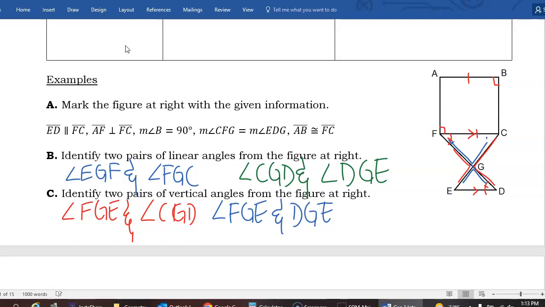Ooh, FGC. I was about to say, when you have vertical angles, they definitely have the same vertex, but none of the sides are the same, right? So same vertex, but then the outside letters are different. Versus on the linear angles, same vertex, but they share a side.